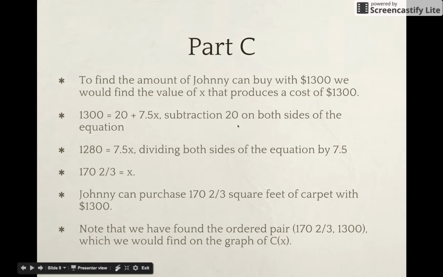So following the procedure for solving a linear one variable equation, we subtract 20 on both sides and then divide by 7.5 on both sides. And we would see that x is equal to 170 2/3 square feet of carpet. So our conclusion is Johnny can purchase 170 2/3 square feet of carpet with his $1,300 in his budget.